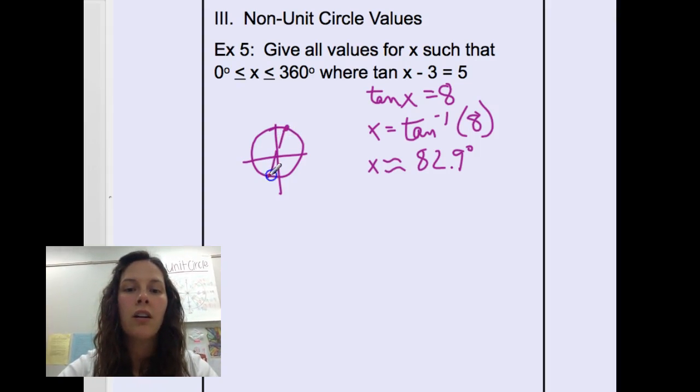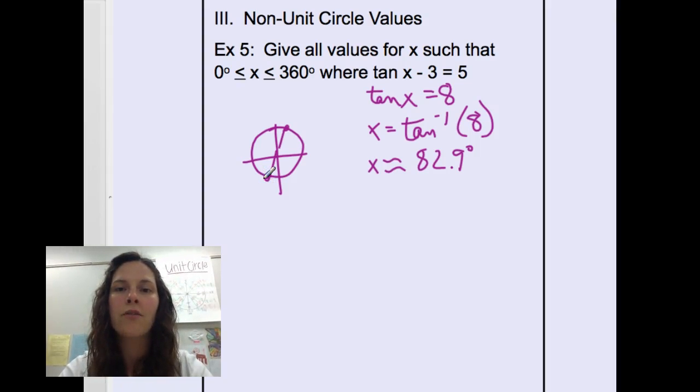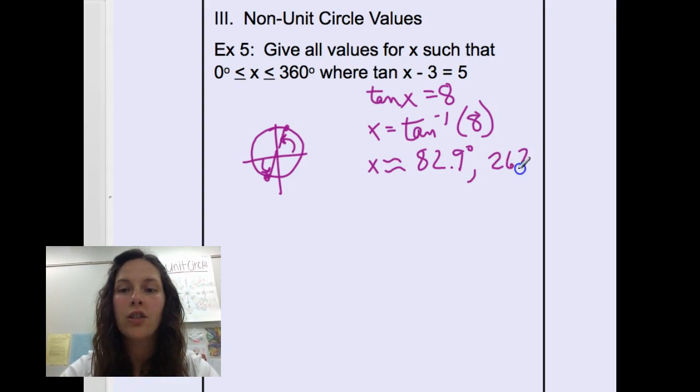And then tangent would also be positive in the third quadrant. We talked about that earlier, that ratio of sine over cosine being negative over negative, which gives us a positive tangent. So thinking about how we are 82.9 degrees away from the x-axis in the first quadrant, we need to be 82.9 degrees away from the x-axis into the third quadrant. So we're going to add that to 180 degrees, and that gives us a total of 262.9 degrees, rounding to the nearest tenth.